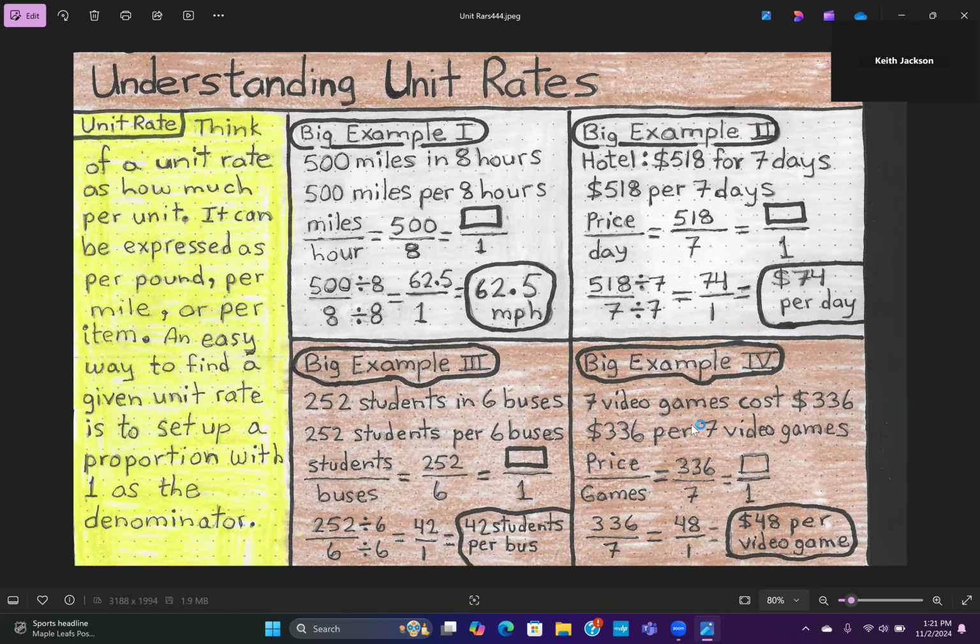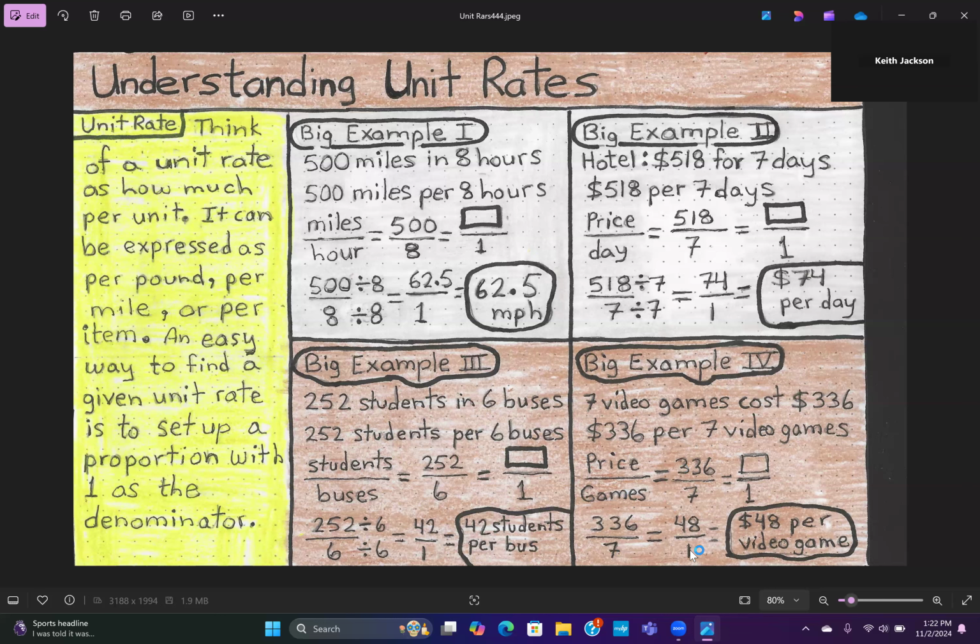All right. And so let's move on to big example 4, in which we have 7 video games cost $336. All right. And so we could just say $336 per 7 video games. And we're going to put the price in the numerator and the amount of games in the denominator. And so we have $336 per 7 games. And we're going to divide by the denominator to help us find that.